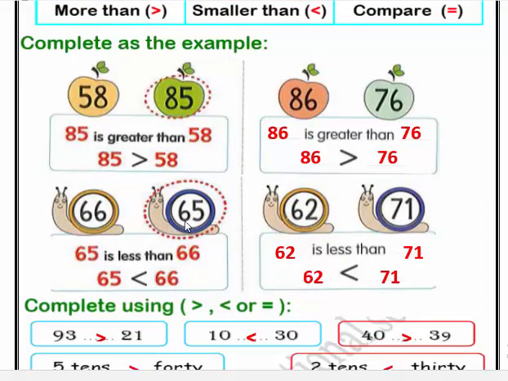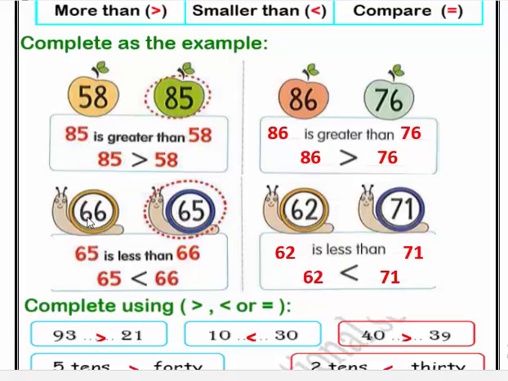66 and 65. Now I'm asking which one is less, 66 or 65. Now we said before, the bigger tens, the bigger number. Where are the tens? 6. And where are the tens? 6. Oh, they are the same. If the tens are the same, look at the ones. The bigger ones, the bigger number.